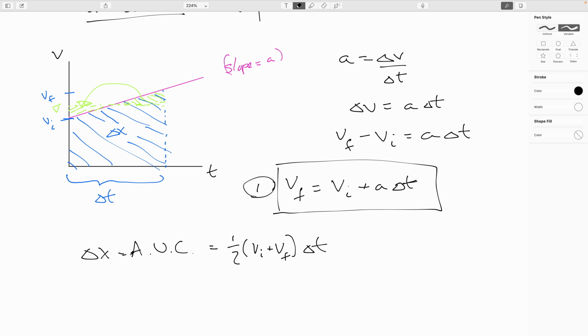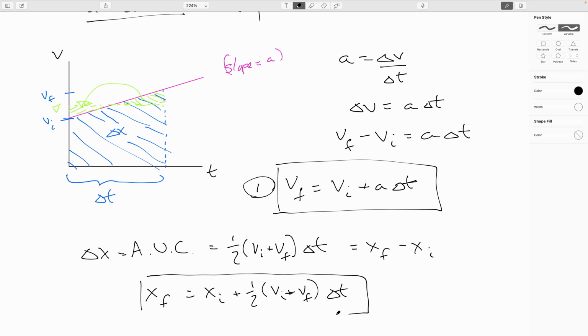And we remember that the displacement is my final position minus my initial position. So if I rearrange this to get the final position by itself, the final position will be the initial position plus the average velocity times the elapsed time. And I am cryptically going to number that as equation number 3. Yes, I know I skipped number 2. We'll be back to it.